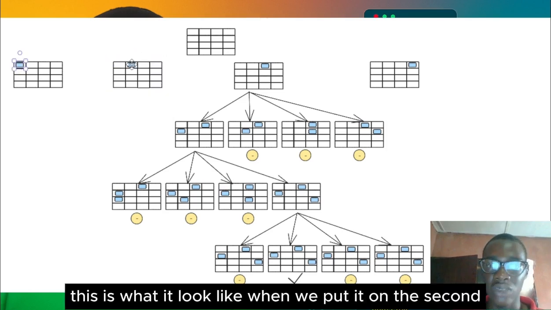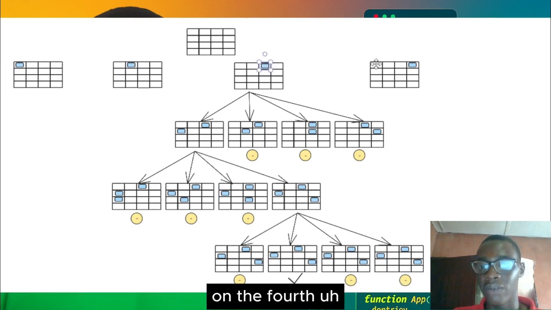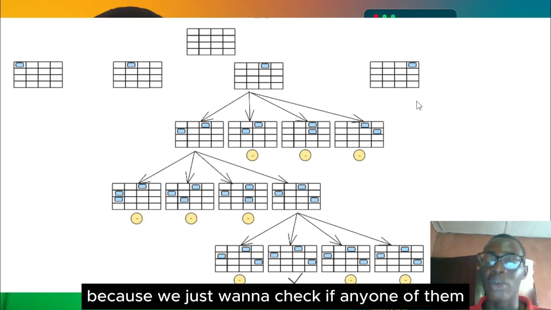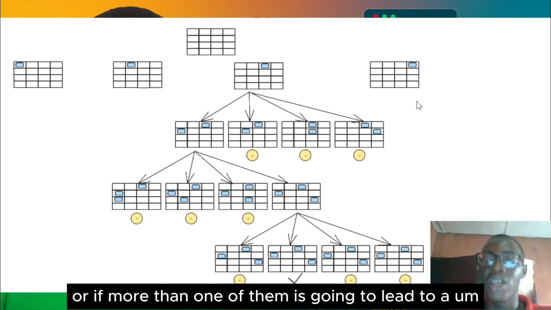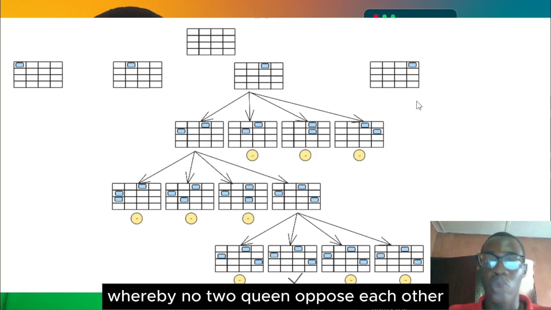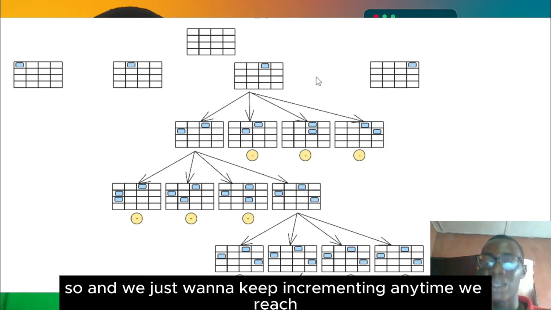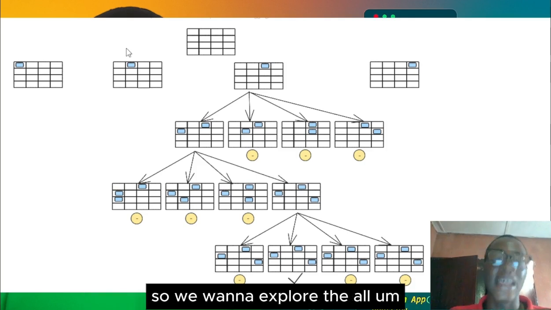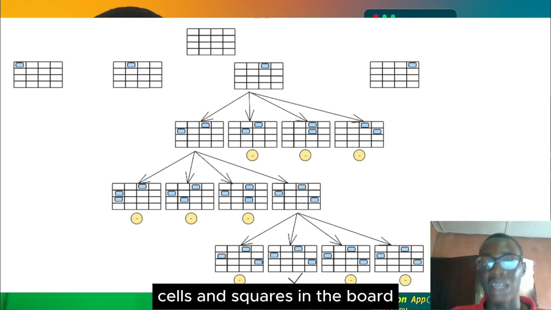This is it. So this is what it looks like when we put it on the second, on the third, and on the fourth. And we'll be exploring all of them. Why? Because we just want to check if any one of them, or more than one of them, is going to lead to a valid placement or a valid structure whereby no two queens oppose each other. And we just want to keep incrementing anytime we can find a configuration that is valid. So we want to explore all the cells and squares in the chessboard, right?